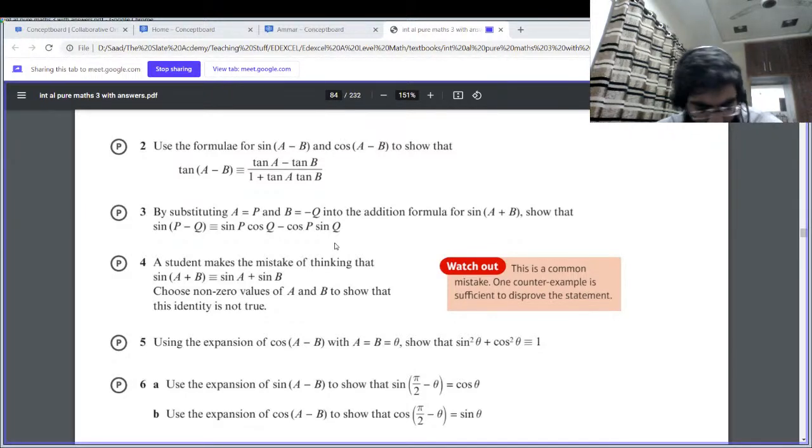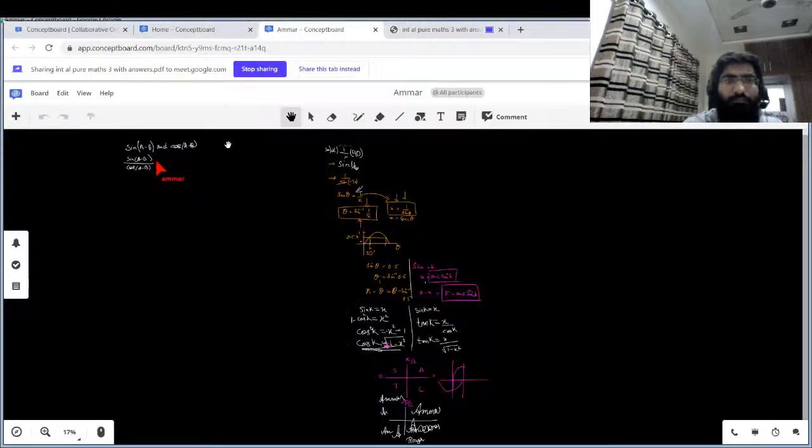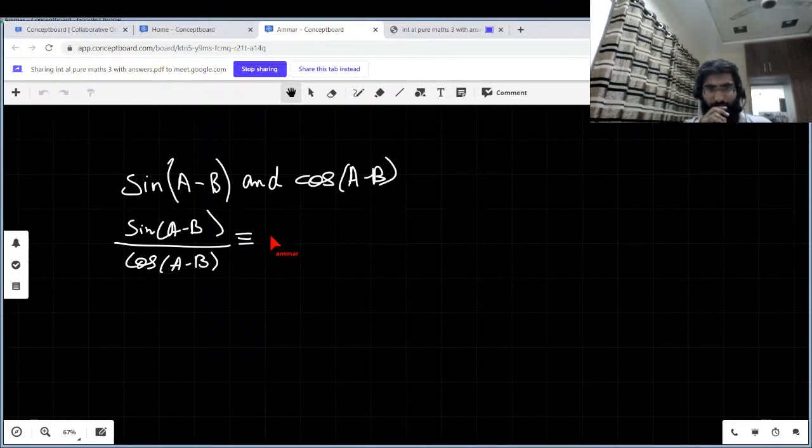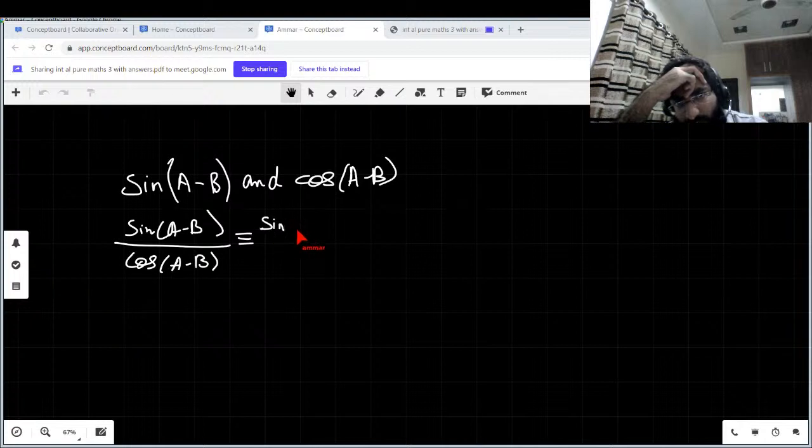Okay, so for this, I'll just have to put sine A minus B divided by cos A minus B, right? Which is equal to sine A minus B. What is the formula for this, sir? Sine A minus B is equal to sine A cos B minus cos A sine B. Right?